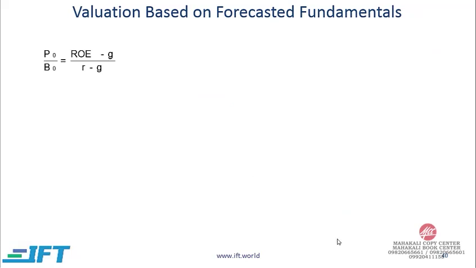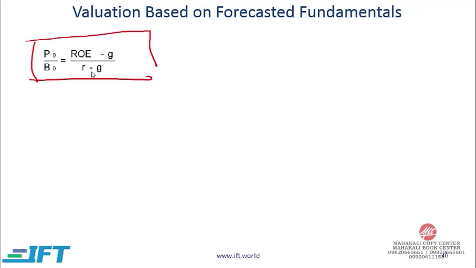All right, now valuation based on forecasted fundamentals. So what does this mean? Just like you came up with a PE ratio based on fundamentals, similarly, we can come up with a price to book based on fundamentals. Now, if you are the sort of person who just likes to memorize formulas, then this is the formula for price to book. It's not a very difficult formula. It's (ROE minus G) over (R minus G).